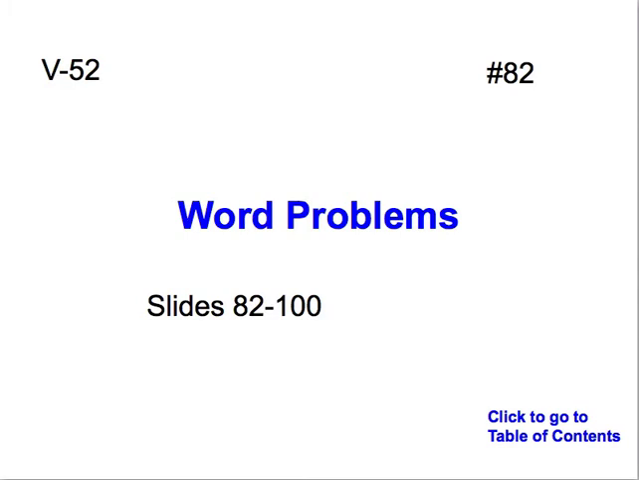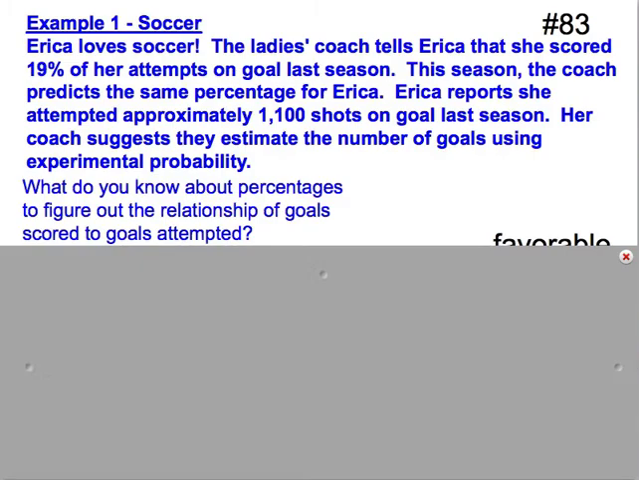Today's vodcast, V52, starts on slide 82 and goes through slide 100. The topic today is word problems with probability. Let's take a look at an example.